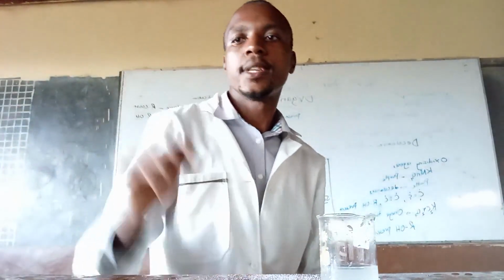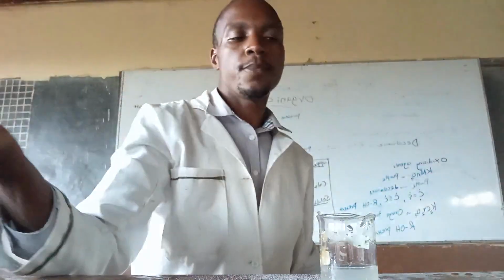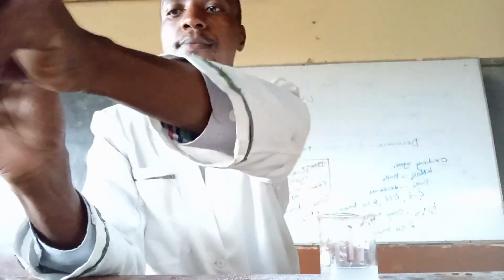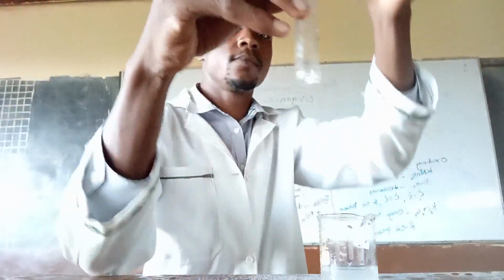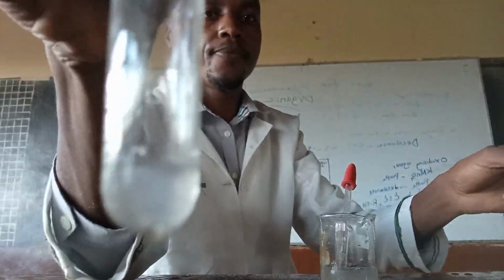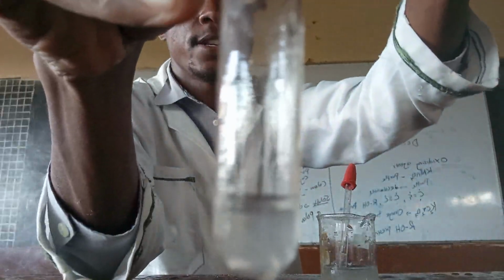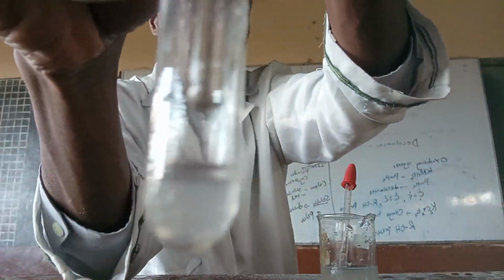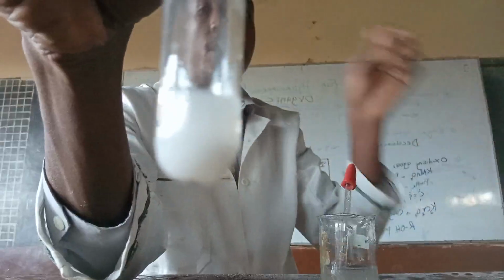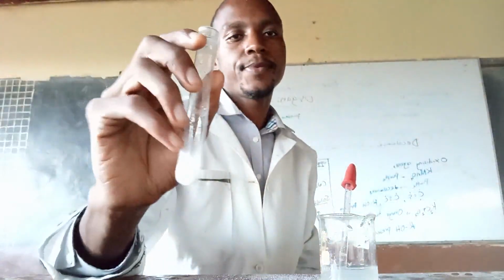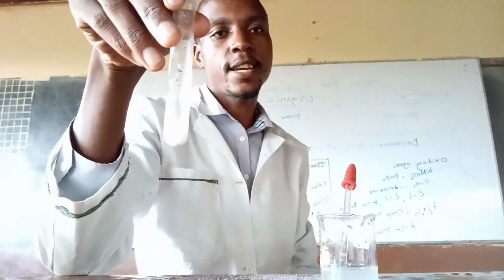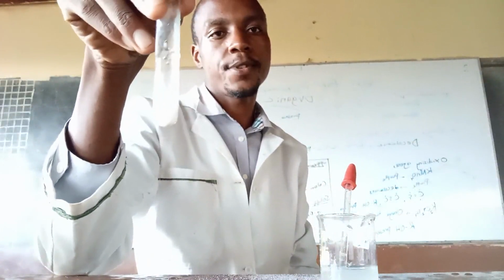Let's check out. Into your potion. This is my potion. And 3 drops of lead nitrate. Check. White precipitate formed. Sulfate ions, chloride ions, sulfite ions, and carbonate ions are present.